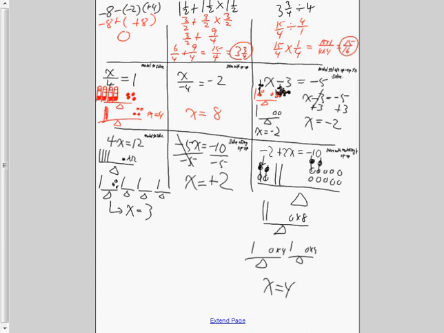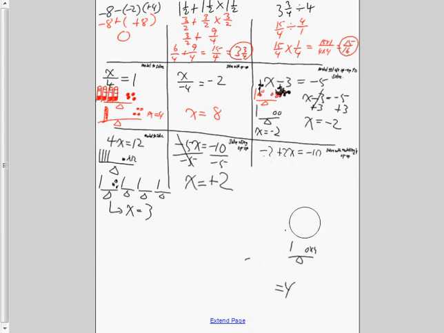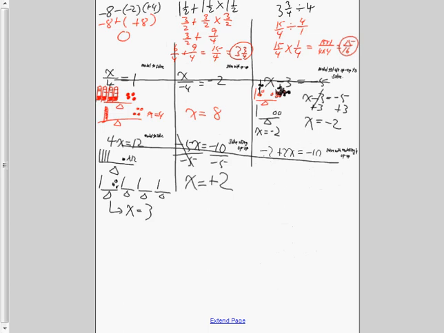If I use opposite operation, which it asks you to do as well. Oops, where did it go? What happened there? Okay. So I'm going to add 2 to both sides. It gives me 2x equals -8. Divide both sides by 2. X equals -4. Okay.